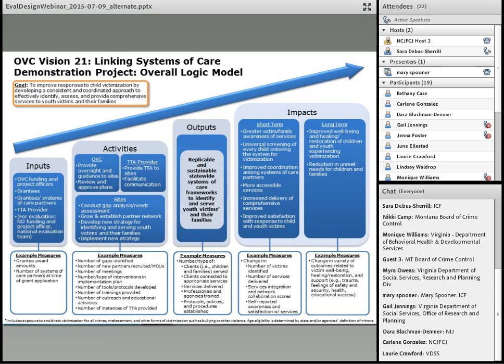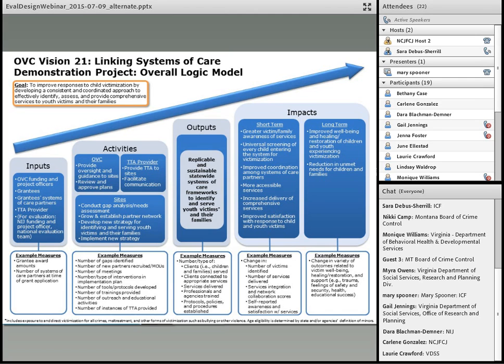And then all of these project activities are used to produce an output, which is a product or service coming out of the activities. And because, again, this is a very high-level logic model, we have the output as these replicable and sustainable statewide system of care frameworks. And then that output or that product is expected to lead to certain outcomes and impacts. And we've divided these into short-term impacts and long-term impacts. So the short-term impacts are things like greater awareness of services, universal screening, improved coordination and more accessible services, just more increased delivery of services and improved satisfaction.